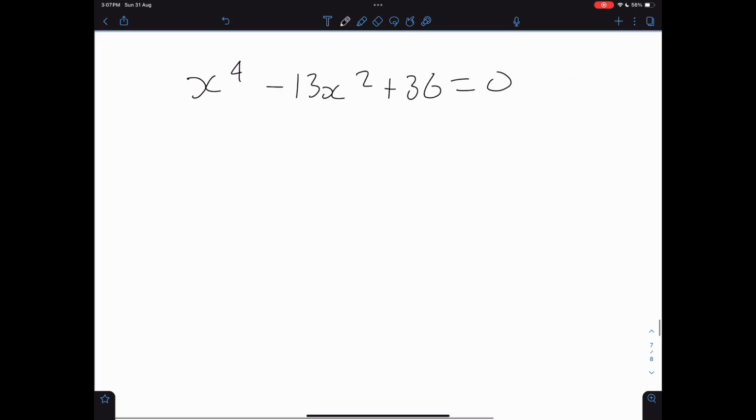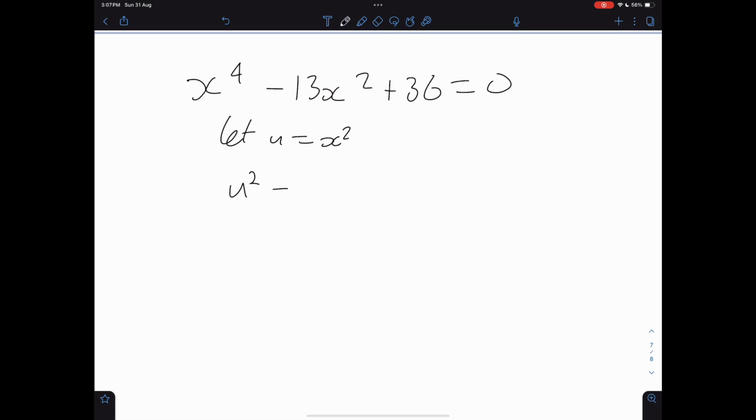If you think about it, it is somewhat in the form of ax squared plus bx plus c, because x squared is x to the power of 4, and then you've still got that constant on the end. So what you could say is let u equal x squared. This just helps you not make very many mistakes and prevents you from getting confused with the powers. And then you'd say u squared minus 13u plus 36 equals 0.